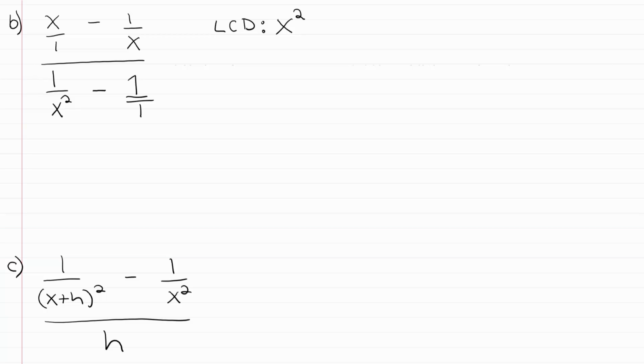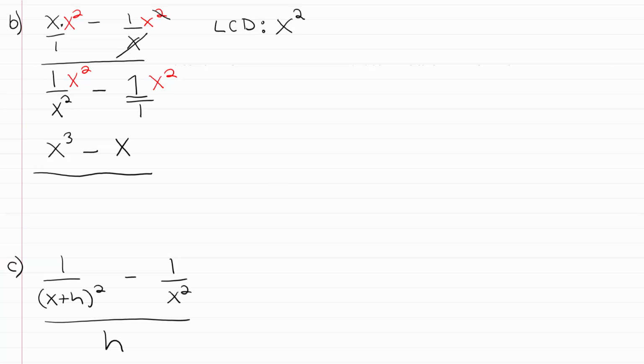Now we need to multiply every fraction in the numerator by that LCD. So I'm going to multiply x squared times this fraction, x squared times this fraction, x squared times this fraction, and x squared times that number 1. Okay, so x squared times x is just going to give you x to the third. Then we'll have minus. The x in the denominator here will cancel with one of the x's in the numerator there, just giving you minus x.